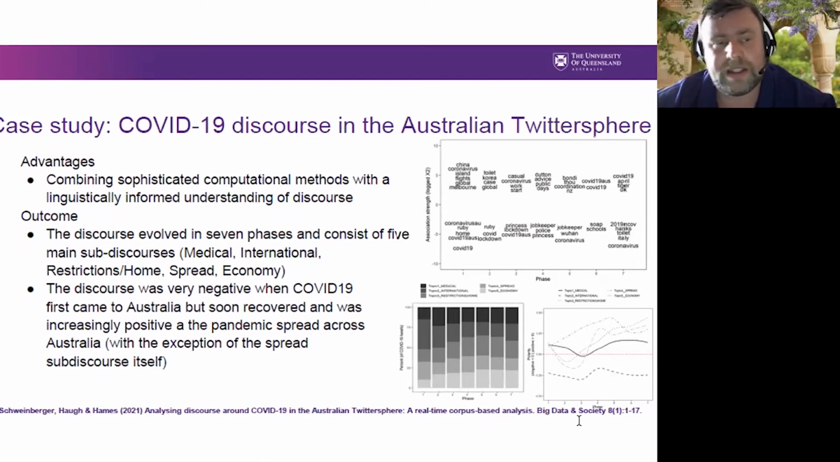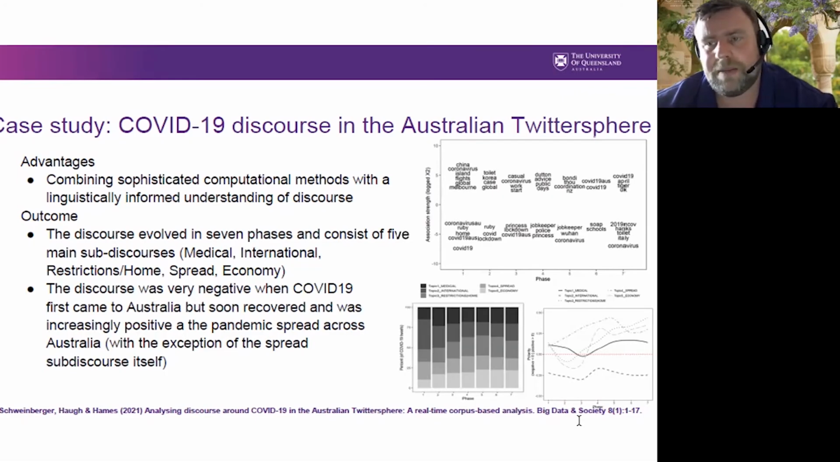And the outcome of the study was that the discourse evolved in 7 phases and consisted of 5 main sub-discourses: the medical discourse, an international discourse that focused on what's going on abroad, a discourse that focused on the restrictions and what was going on at home, a discourse that really focused on how COVID spread, and then a discourse on how the economy was affected by COVID and by the restrictions.